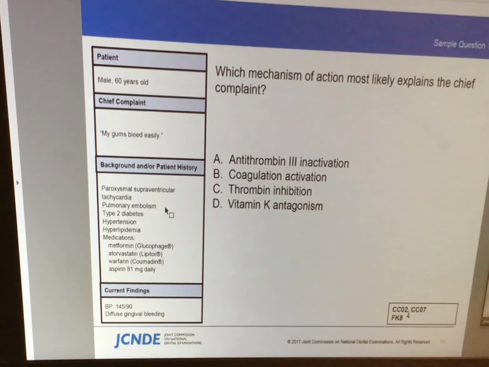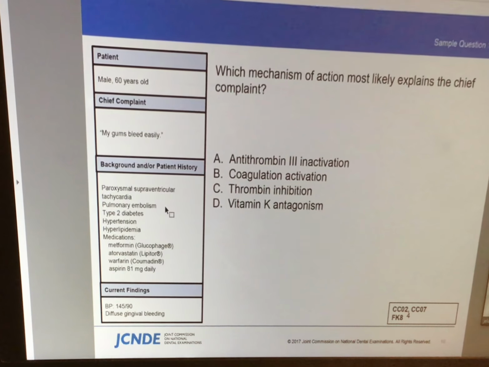Okay, let's see the mechanism of action of the warfarin, basically, right? We already discussed that before, that warfarin inhibits vitamin K. So the correct answer here is vitamin K antagonism.